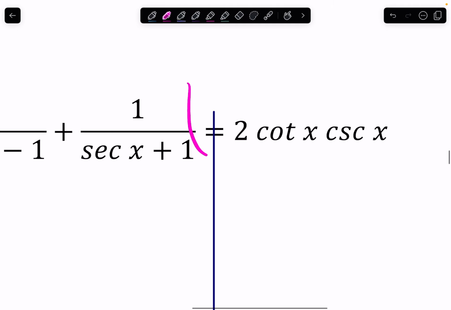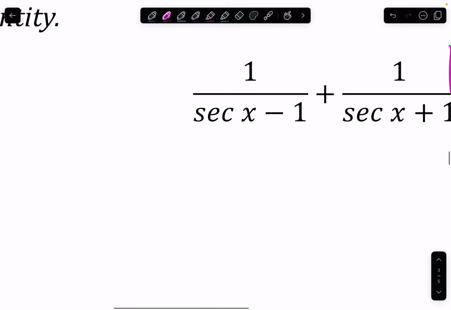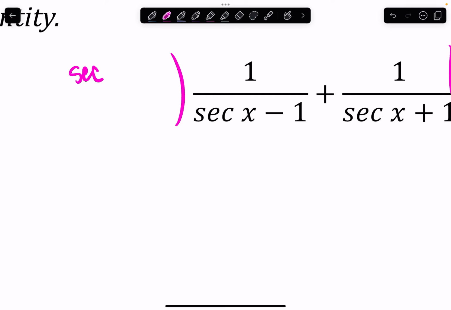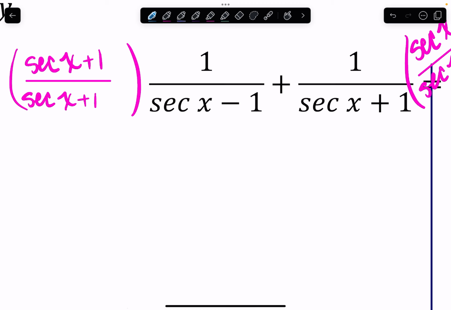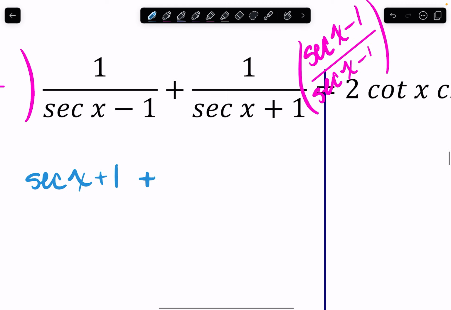So we're going to multiply by a form of 1, swapping the denominators. This is going to be secant x minus 1 over itself. On the other side, it's going to be secant x plus 1. All right, so that's going to give us secant x plus 1 over. Since the denominators match, I'm going to go ahead and make one fraction. And then secant x minus 1.